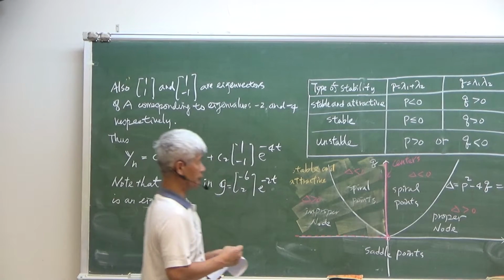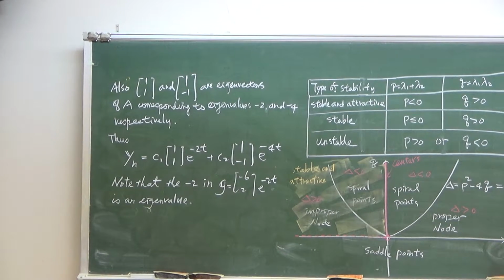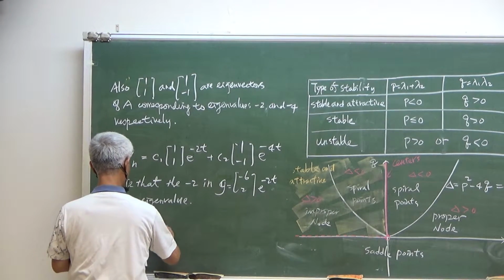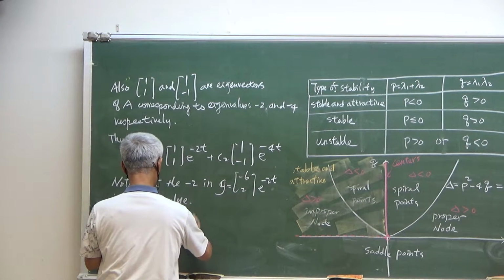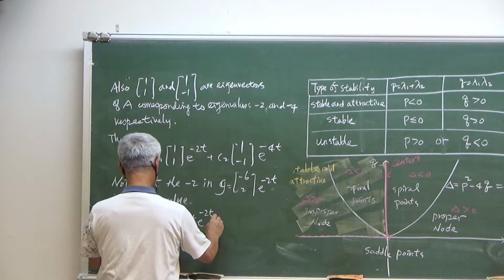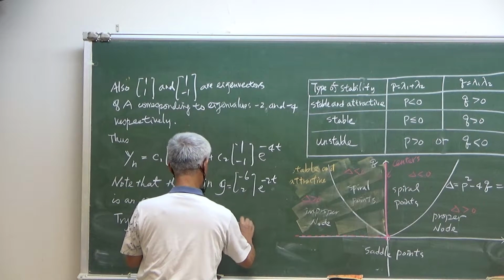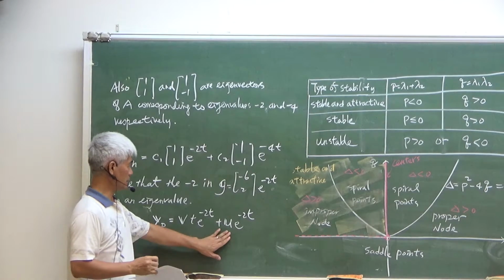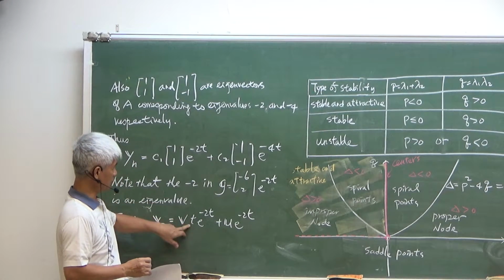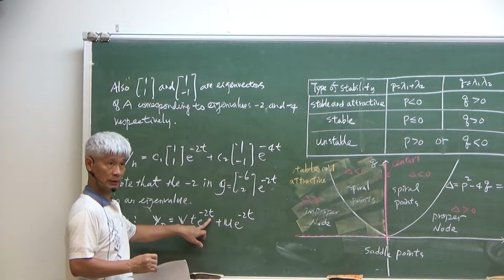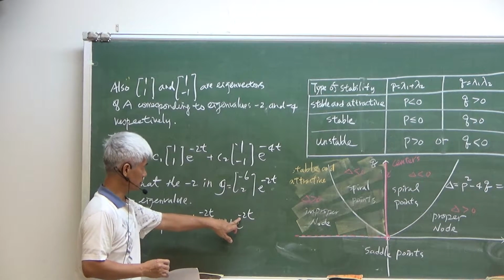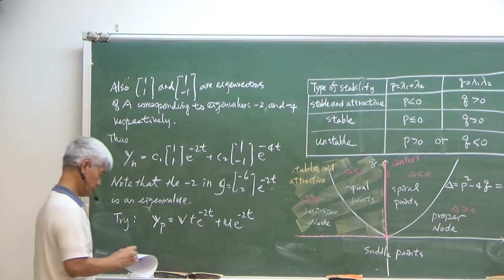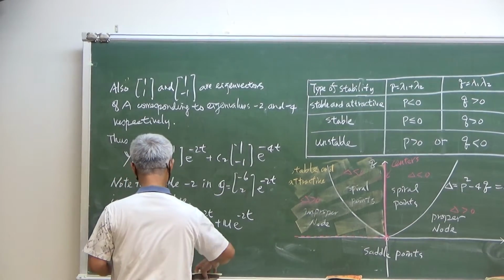So we have to be very careful to find a particular solution YP. So by our previous experience, we will try the particular solution to be something like this. Okay, so we will try the particular solution to be a sum of a vector v times t times e to the minus 2t, plus u times e to the minus 2t. Okay, so this is the candidate for us to find a particular solution.